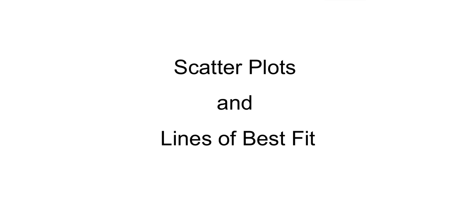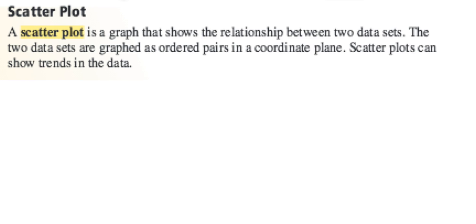Alright, so this lesson we're going to be talking about scatter plots and lines of best fit. So a scatter plot is a graph that shows the relationship between two data sets. The two data sets are graphed as ordered pairs in a coordinate plane, and the scatter plots can show the trends in the data. And I'll give you an example of what that looks like.